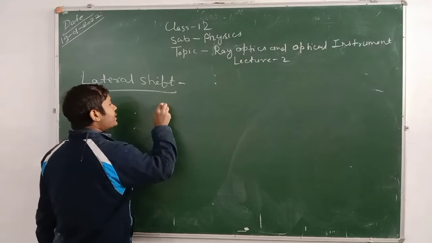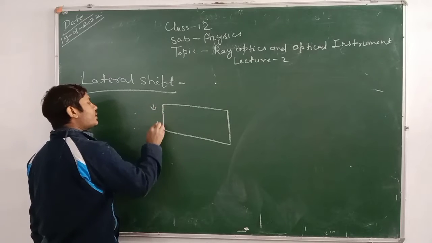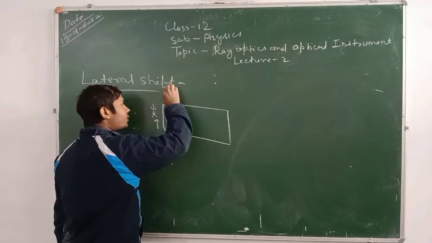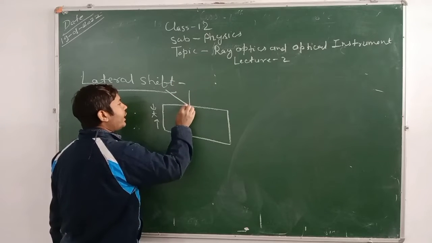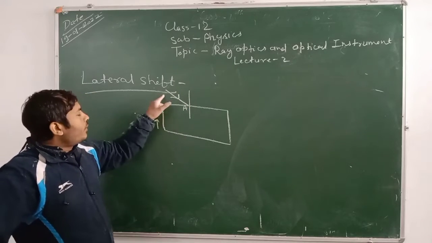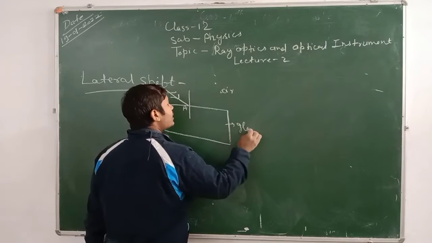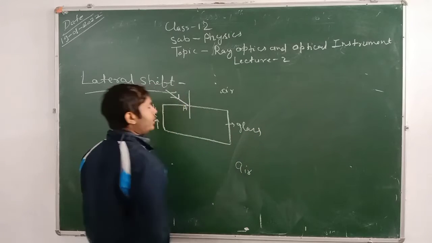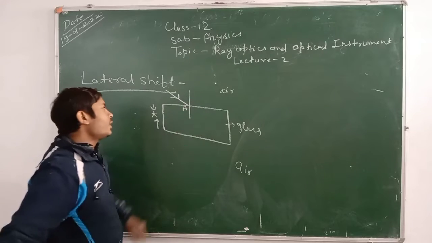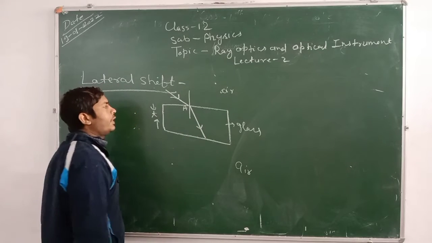Lateral shift. Let us suppose it is a rectangular glass slab of thickness T. A ray of light is coming from air at a point A on the first surface. As we know, it is air, then glass, and again air. When a ray of light comes from a rarer to a denser medium, the refracted ray will bend towards the normal. So it is the refracted ray.